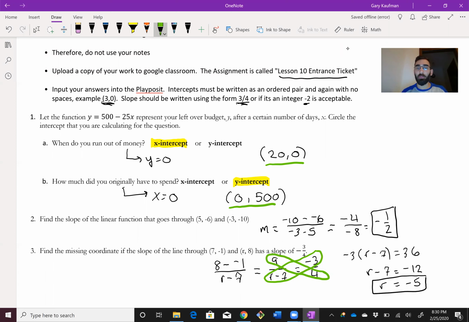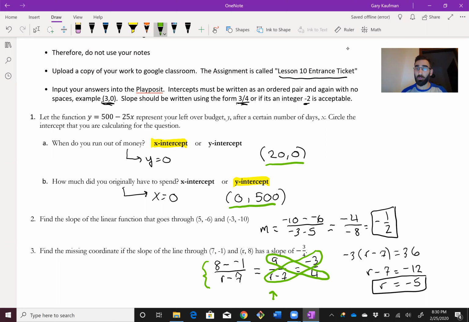And for question number 3, I used the slope formula. I plugged it in and I got 8 minus a negative 1 all over r minus 7. Now, I chose to do 8 minus negative 1 versus negative 1 minus 8, so I would deal with r minus 7. I'd rather deal with r having a coefficient of 1. That simplifies to 9 over r minus 7, and that therefore equals our slope, negative 3 over 4.